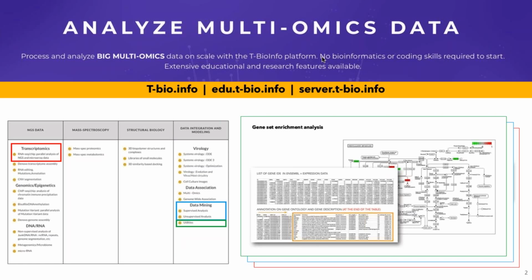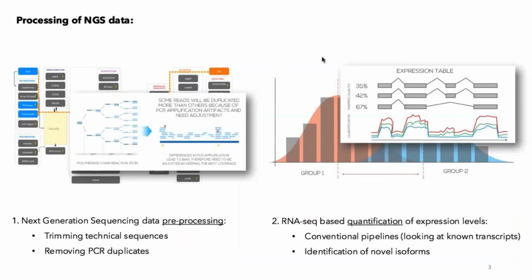So let's go through this in a little bit more detail. First of all, processing raw reads and generating a table of expression. To do that, we will build a pipeline, and then we will take a look at how the outputs of the pipeline could be visualized and what we can see within that table of expression.